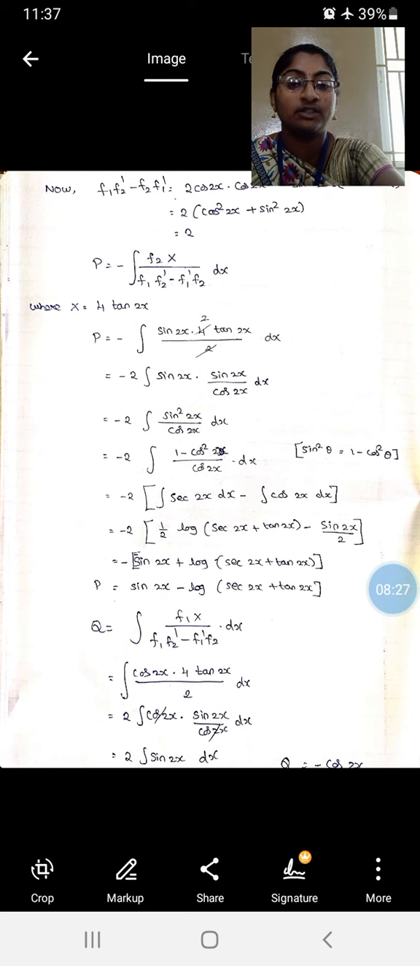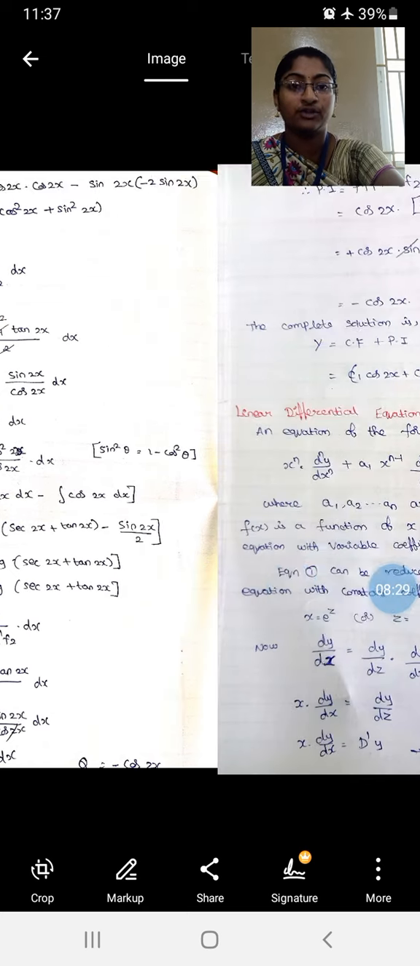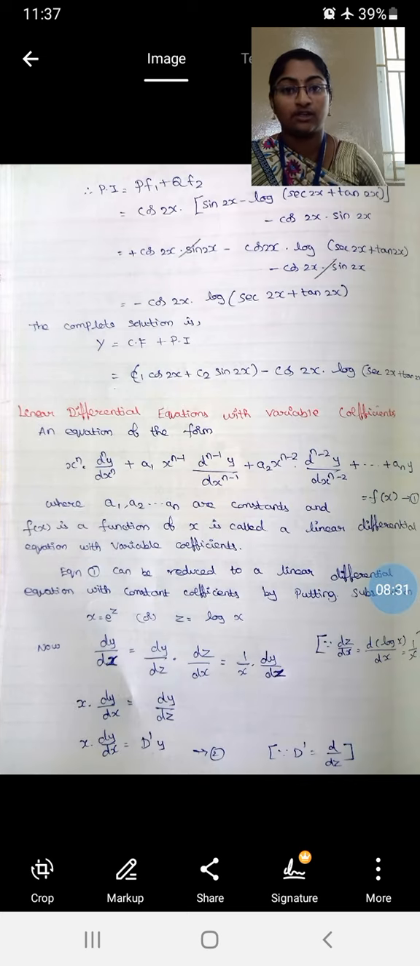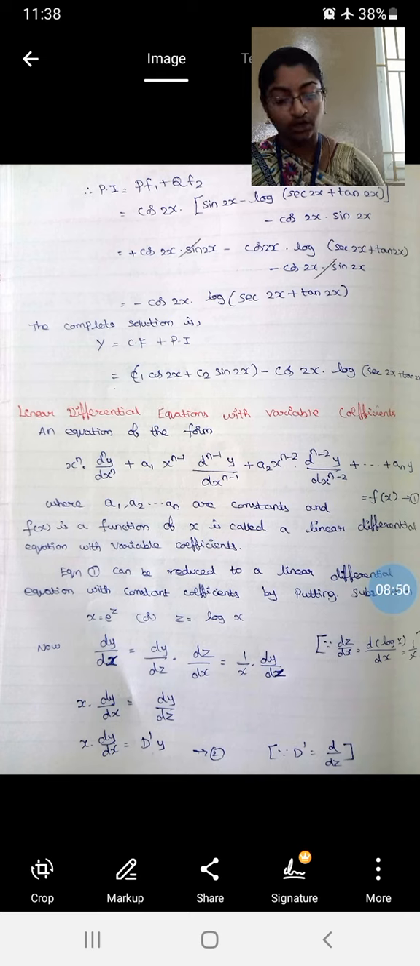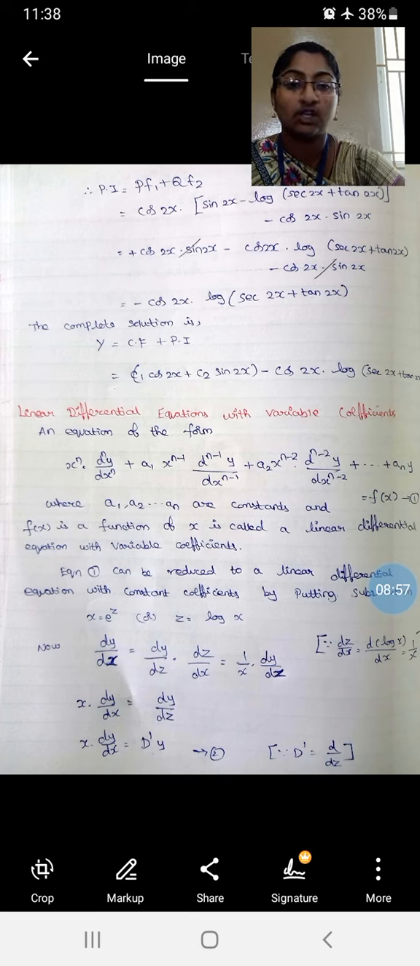So here we found the value for p and also the value of q, so substitute in the particular integral formula. The particular integral formula is nothing but p f1 plus q f2, so the value of p is sin 2x minus log of secant 2x plus tan 2x, the value of f1 is cos 2x. Next the value of f2 is sin 2x, and the value of q is minus cos 2x. So I substitute everything in the particular integral.